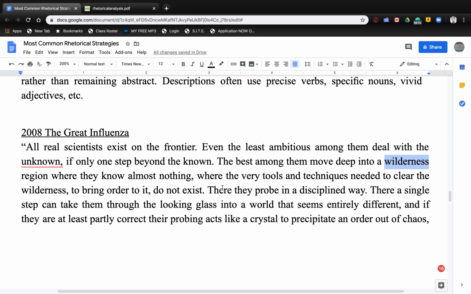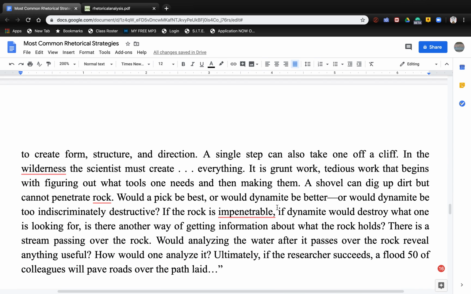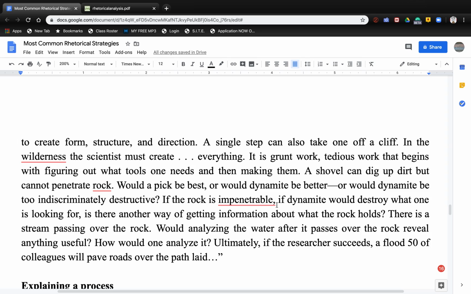But as we continue reading, you'll notice that this describes things in such a way that the reader can make that comparison very easily. So the best among them moved deep into the wilderness, a region where they know almost nothing, where the very tools and techniques needed to clear the wilderness in order to bring order to it do not exist. There they probe in a disciplined way. There a single step can take them through the looking glass into a world that seems entirely different, and if they are at least partly correct, their probing acts like a crystal to precipitate an order out of chaos, to create form, structure, and direction. A single step can also take one off a cliff.